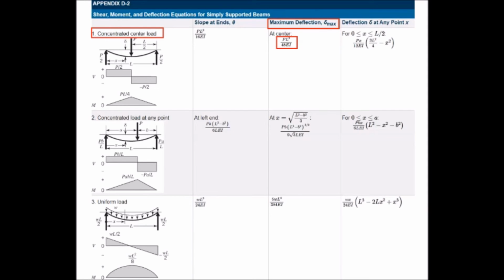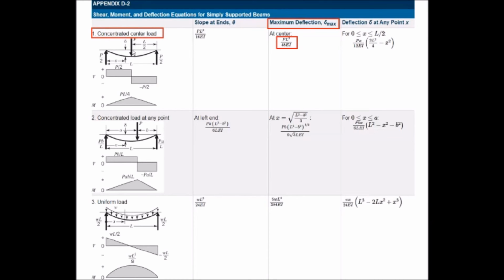So now the next thing we want to do is find what this maximum deflection is, our delta sub ST here. So we head to Appendix D1, our shear, moment, and deflection equations for simply supported beams. Now we go through all of our options for what the simply supported beams are. We have our concentrated center load, concentrated load at any point, uniform load. So what we have is case 1 here.